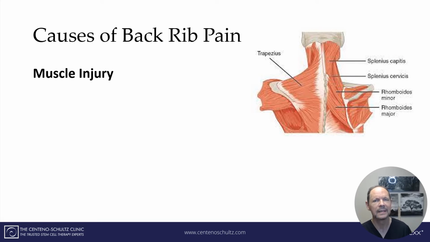The next one is a muscle injury. As you can see by this illustration, the back is rich in lots of different muscles. They're typically categorized in 3 different levels, and these muscles can be injured. They can have inflammation, they can have tears, and both of which can give rise to that back rib pain. So always think about a muscle injury.